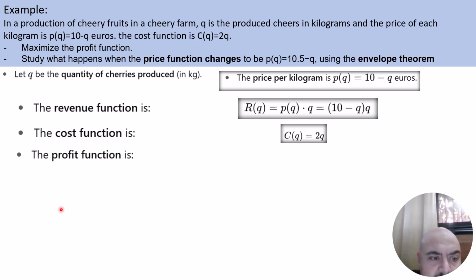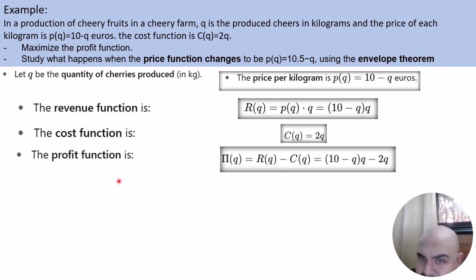So the profit function that I will analyze is the difference between the revenue and the cost function. So it's the difference between (10 minus Q) times Q, which is 10Q minus Q squared, minus 2Q. So that's the π of Q, the function that we will need to optimize for the first question. Simplifying, it's going to be 8Q minus Q squared.